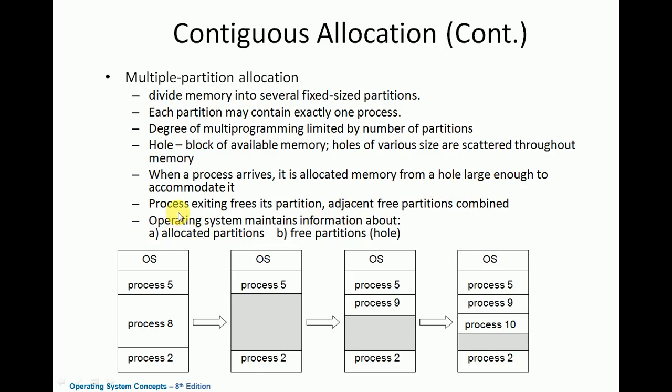Whenever a process completes its execution, the process exits by freeing its partition, and it is combined with the adjacent free partition. The operating system maintains the information about allotted partitions and free partitions, or available memory holes.